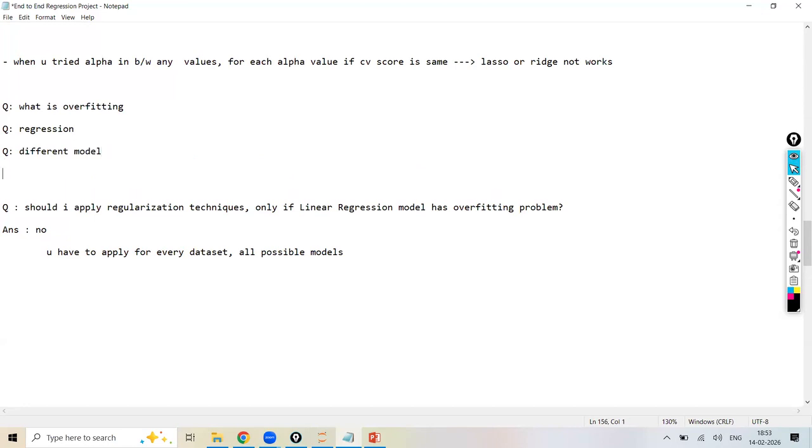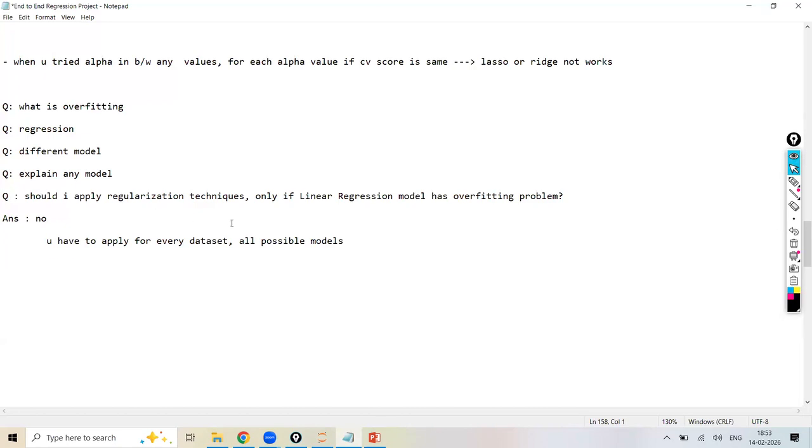Now they'll ask the next question, explain any one model. Whichever model they are interested in, not yours, they'll ask. For example, you have chosen linear regression. Now they'll ask immediately, if there is an overfitting problem in your model, what are you going to do? Then we say we apply the regularization technique, which will reduce the overfitting problem. Now they'll ask again, should I apply regularization technique only if this is the case? You have to say clearly, no sir. We have to apply it for every data set.